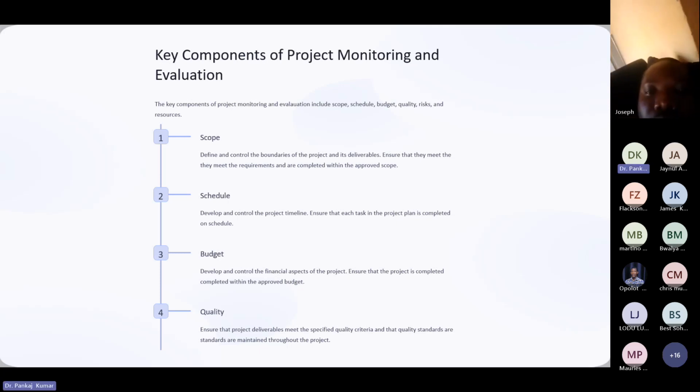By breaking down the project into smaller manageable tasks and activities, it should be related to achieving the project objectives. So we should determine the logical sequence in which tasks should be performed. We can identify task dependencies, that is, which task must be completed before others can begin.